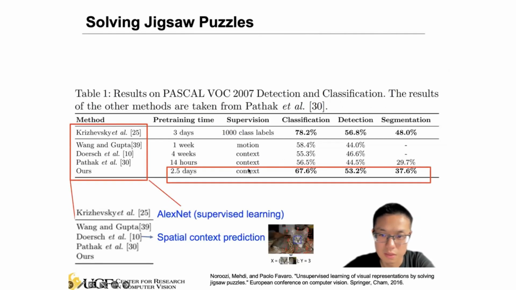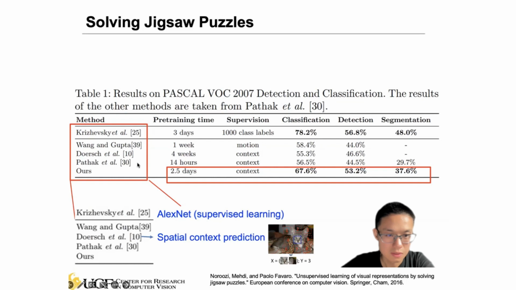And this is the result they report for Pascal VOC detection and classification. The first row here is the AlexNet supervised training on ImageNet. They list a couple of metrics here, like how long it takes to train the model in the supervised manner. They have 1,000 class labels, and they train for 3 days and then do this classification on the VOC.